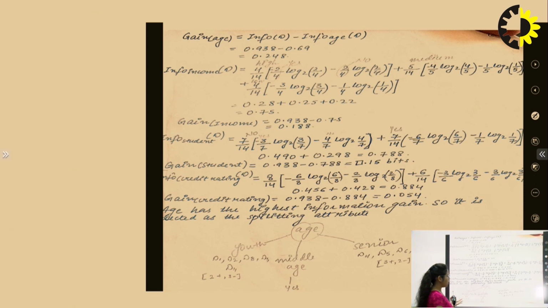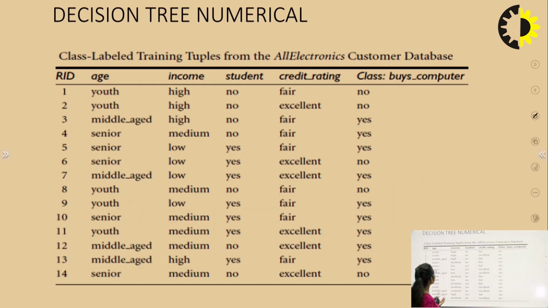Now according to this structure, we have 5 values of youth: D1, D2, D8, D9 and D11. Middle age has D3, D7, D12, D14 and senior has D4, D5, D6, D10, D14. These are the values of our attribute youth, middle age and senior. Now with respect to the class attribute, youth is further divided into two parts, yes or no. Middle is not further divided; it is only yes, and senior is further divided into two parts, yes or no.